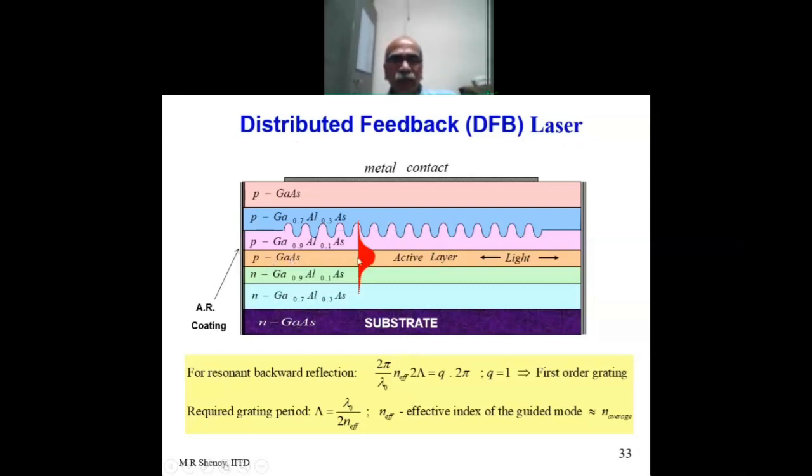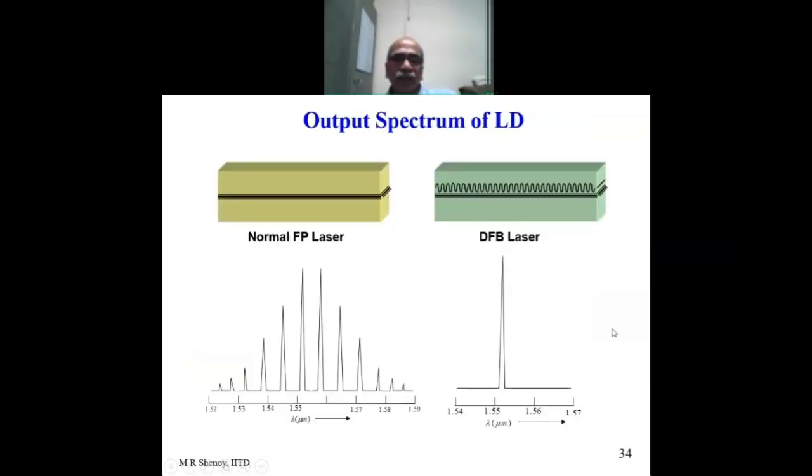This is a design where you have the same double hetero structure, but there is a frequency selective grating in the cladding, which provides feedback at only one wavelength satisfying the Bragg condition. That's why it's called a distributed feedback. There is no reflection coming from the ends because the ends are anti-reflection coated. The reflection is coming from the grating as the mode propagates along the active layer. This is schematic, of course, that you will get for a DFB laser: the output spectrum will comprise only one longitudinal mode, but a normal Fabry-Perot laser will comprise a large number of longitudinal modes.